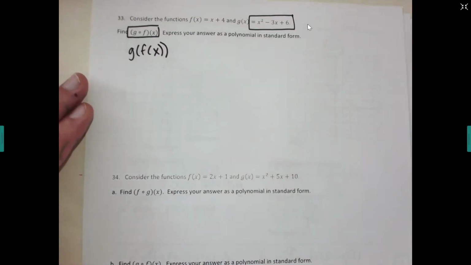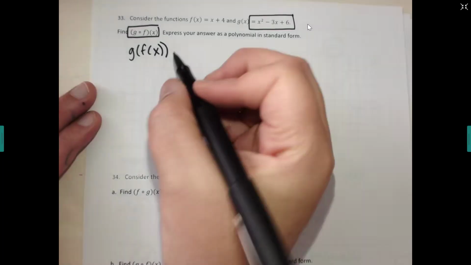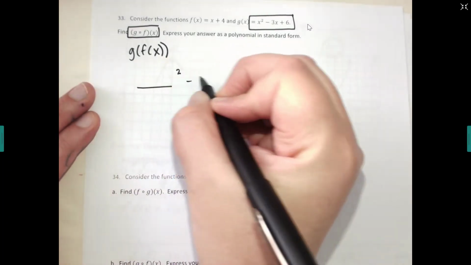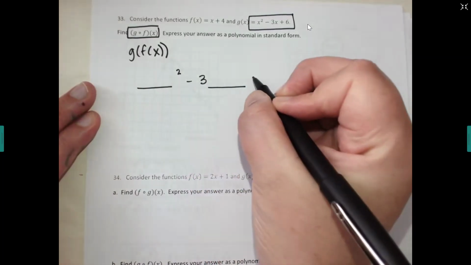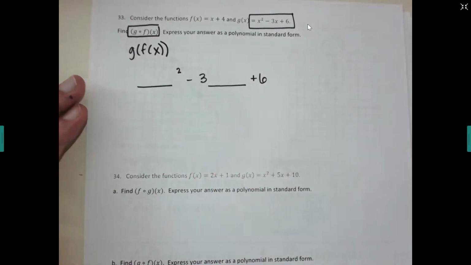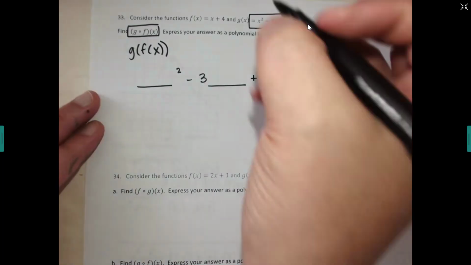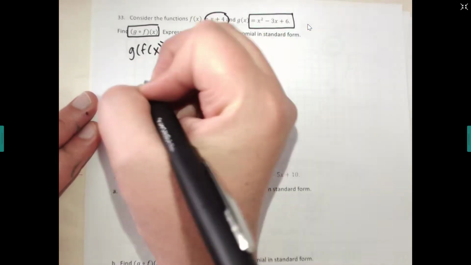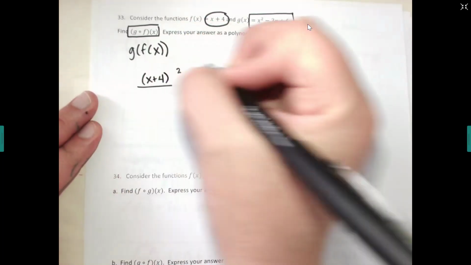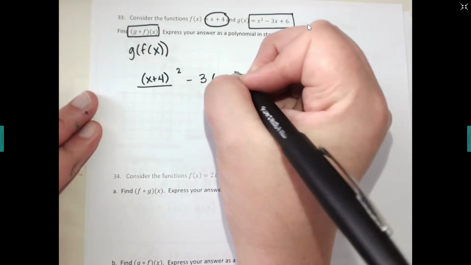X squared minus 3x plus 6. How many x's did you say? 2. Then there are 2 blanks that you're going to have to leave in the equation. So it's x squared minus 3x plus 6. So everywhere that there's an x, you're leaving that spot open. And then what goes into those blanks? The formula for F, which is just the x plus 4. Okay, make sure to plug it in with parentheses.